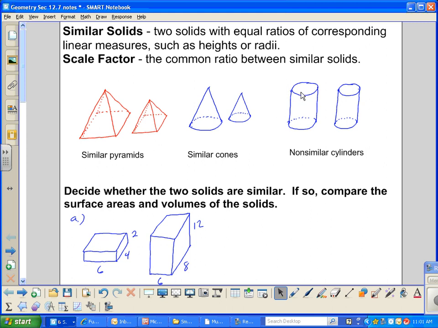And then these two are going to be non-similar pyramids because the diameters of their bases are different, but they're the same height. So one's skinnier than the other is basically the only difference. They're still the same height, so the ratio wouldn't be the same with the heights. You might have 1 to 2 for the ratio of the diameters, but 1 to 1 for the ratio of the heights. So those would not be similar.